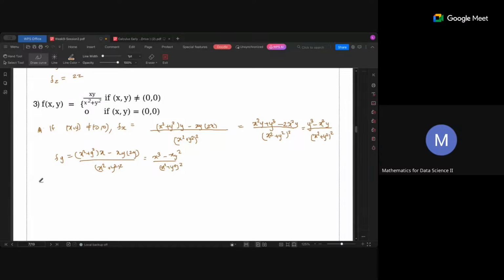Okay. Now what happens at 0, 0? We need to find it by first principle, since both are 0. So you have to be careful whenever you have something like this. Straight away finding the derivative is not advisable. You should better use the limiting formula. So what is the limiting formula for dou f by dou x at 0, 0? What is the formula here?